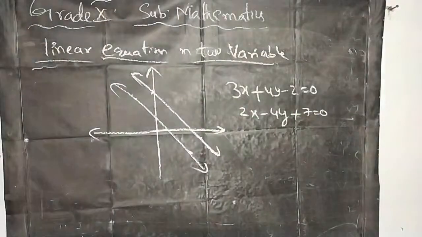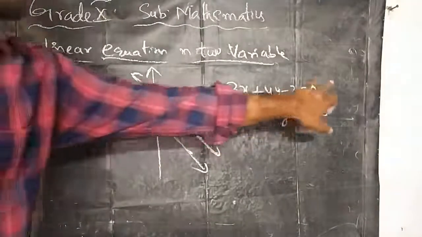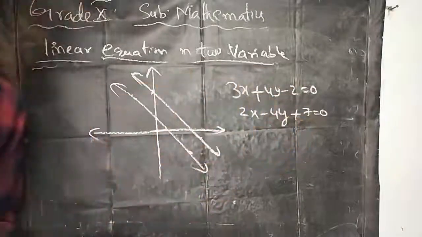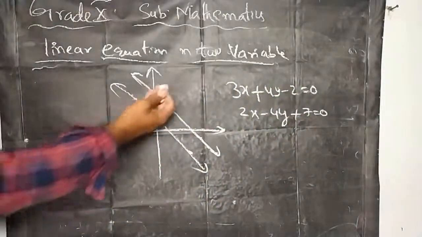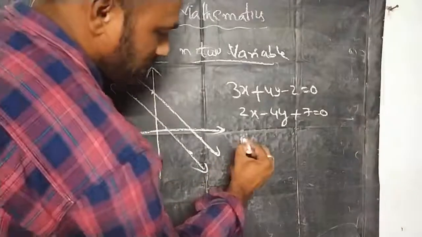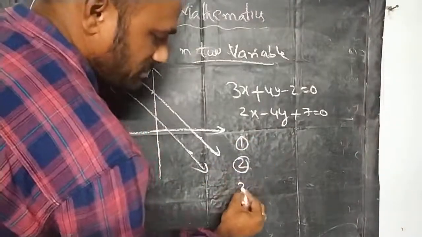2 equations have been given. So here also 2 points we are going to get, here also 2 points we are going to get. Here we are going to get 1 line, here we are going to get another line. So we are going to get 2 lines on the graph sheet. So how will these lines be? Let us examine these lines.